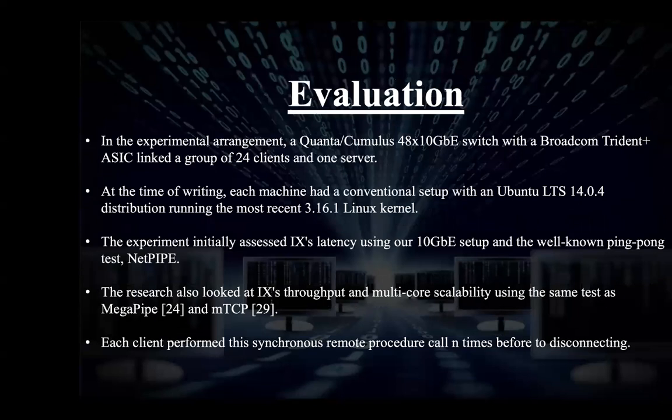Evaluation. In the experimental arrangement, a Quanta or Cumulus 48x 10 GbE switch with a Broadcom Trident ASIC linked a group of 24 clients and one server. At the time of writing, each machine had a conventional setup with an Ubuntu LTS 14.04 distribution running the most recent 3.16.1 Linux kernel.